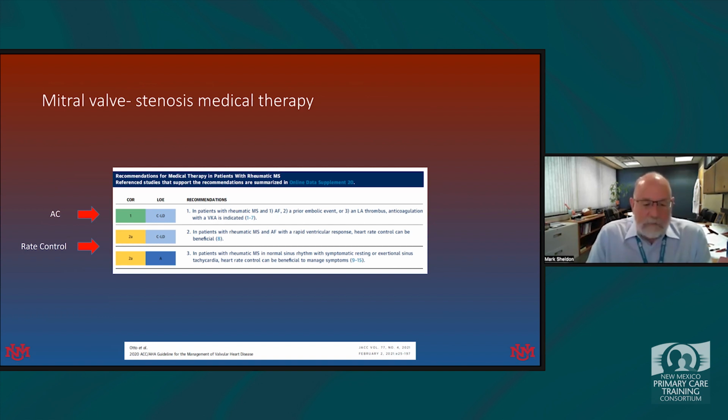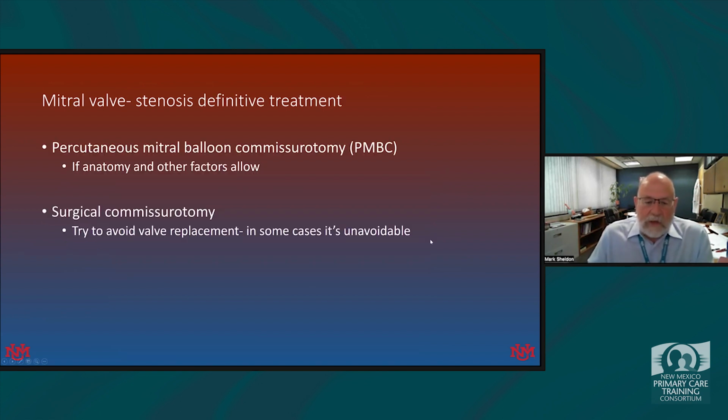The problem is sometimes you can also cause them to decrease some of their cardiac output to the point where they start to become symptomatic from that. So it needs to be done very carefully. Definitive treatment comes in two forms, as I said, valvuloplasty and surgical commissurotomy. And ultimately, obviously, replacement, as we talked about with MR, but again, they're going to try to avoid valve replacement as much as possible.